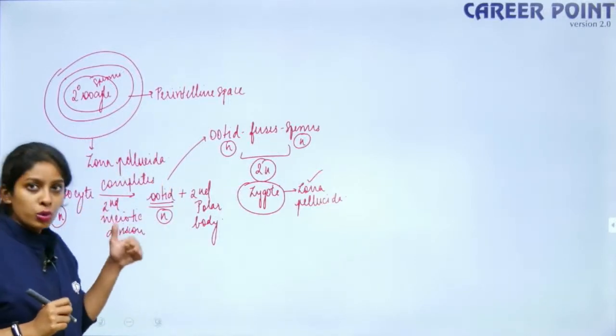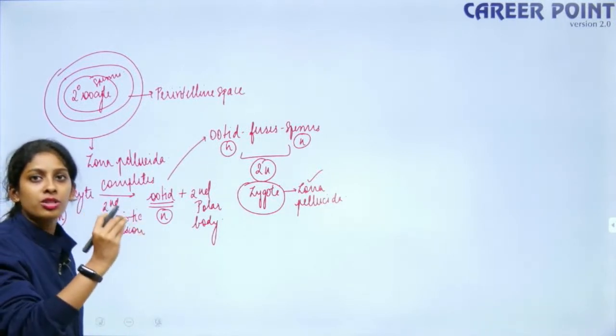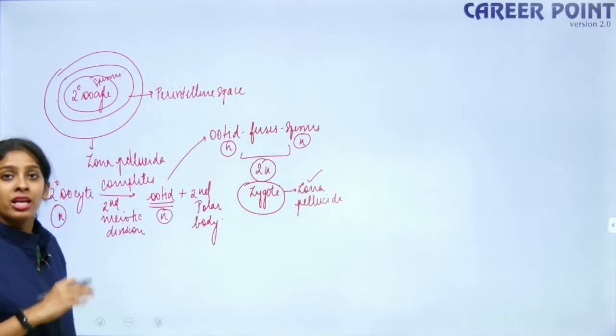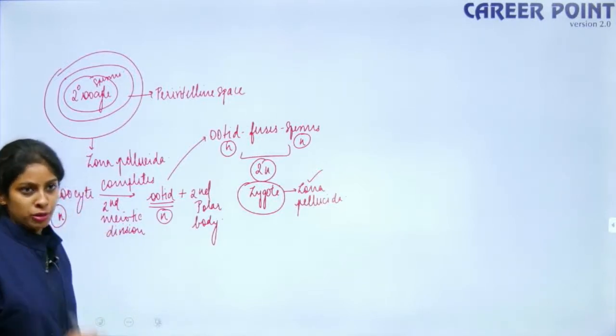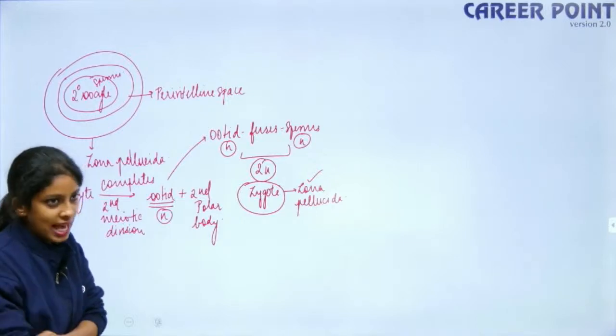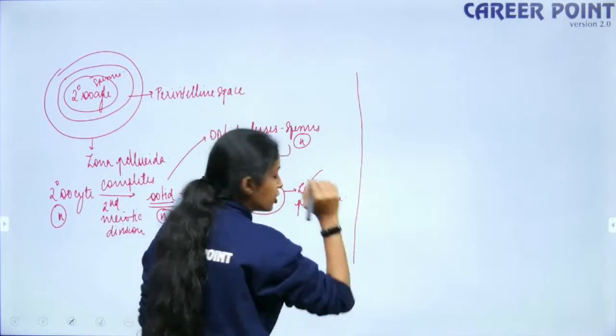The oocyte completes its second meiotic division just prior to fertilization by the sperm. It completes its first meiotic division at the time of puberty. Clear everyone? Yes? Okay. Now, how does implantation happen?